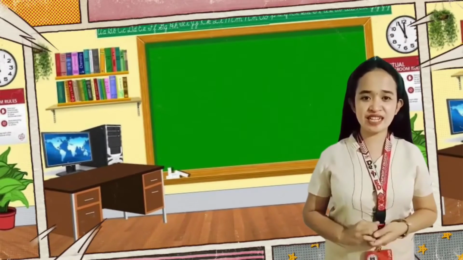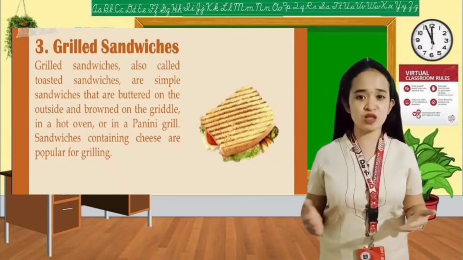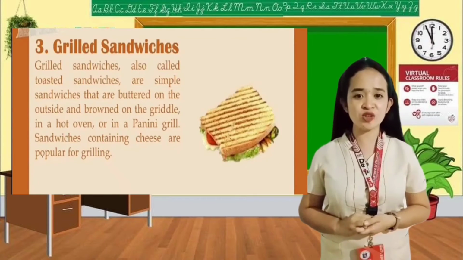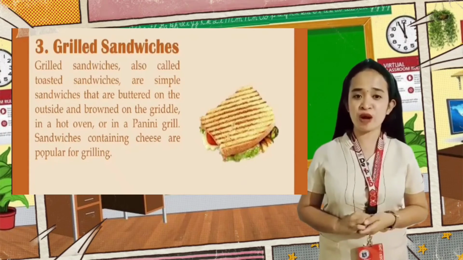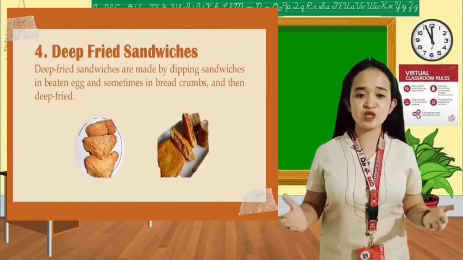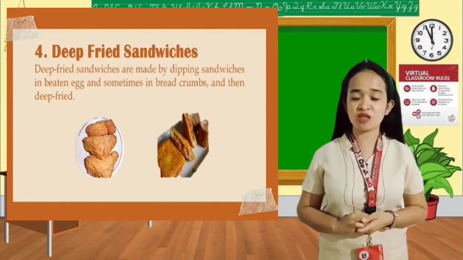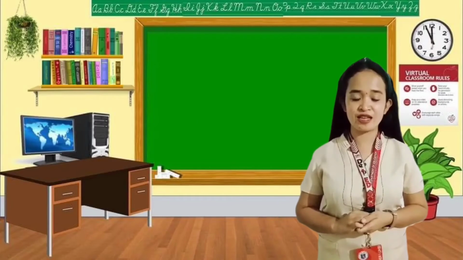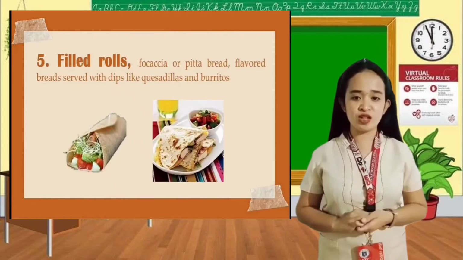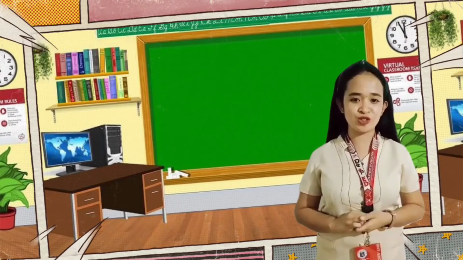Next one is the grilled sandwiches, also called toasted sandwiches, are simple sandwiches that are buttered on the outside and browned on the griddle. Sandwiches containing cheese are popular for grilling. Next one is the deep fried sandwiches, made by dipping a sandwich in beaten egg and sometimes in breadcrumbs and then deep fried. Number 5, filled roll. Focaccia and pita bread, flavored bread served with dips, like quesadillas and burritos.